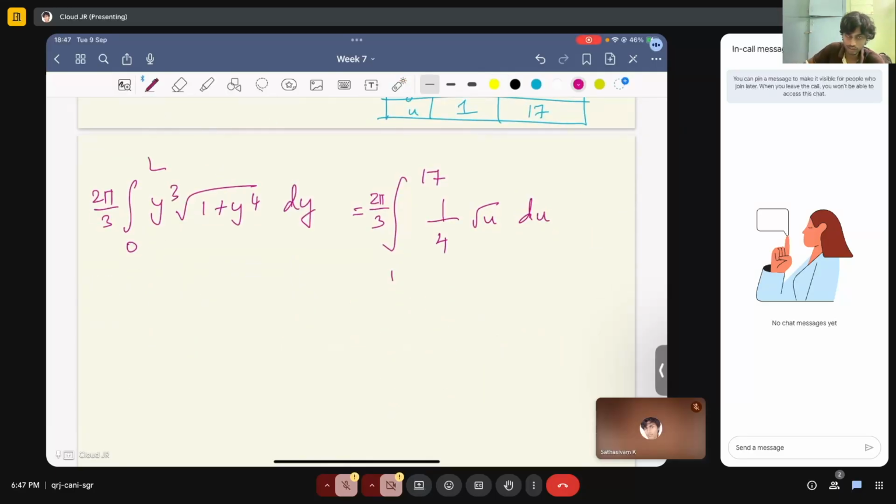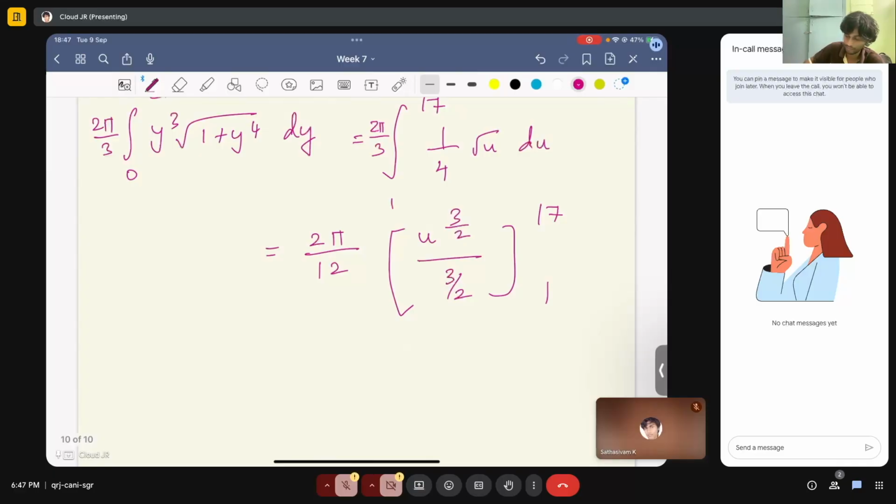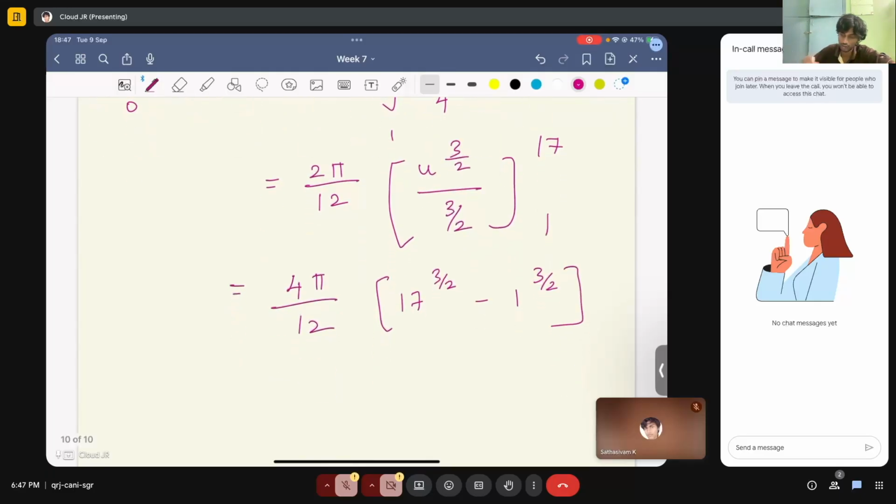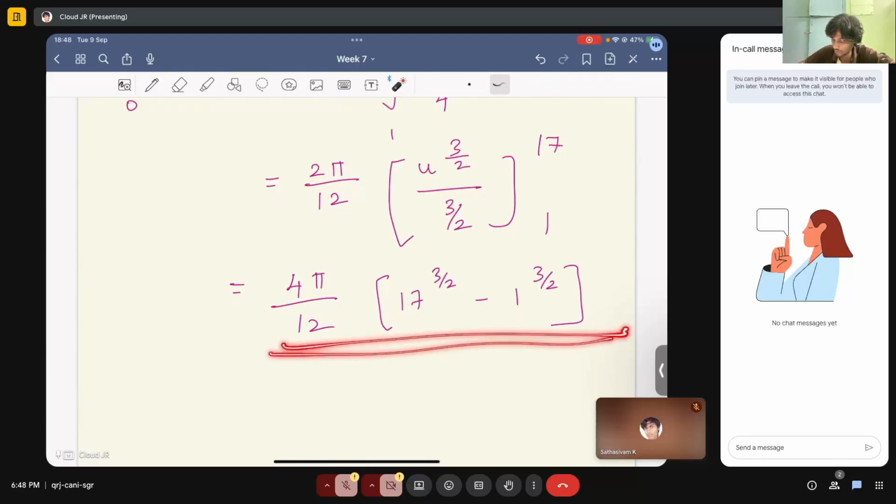Now the integration is not very hard. This will be 2 pi by 12, and you just integrate. That will be u power 1 by 2, so 1 by 2 plus 1 is 3 by 2, divided by 3 by 2, integrated from 1 to 17. You just have to substitute that, and you will get the answer. So this will be 4 pi by 12 times 17 power 3 by 2 minus 1 power 3 by 2. For our purposes we don't need to calculate the decimal.